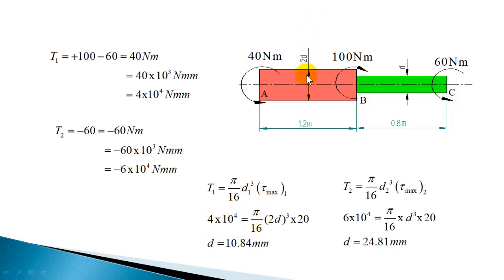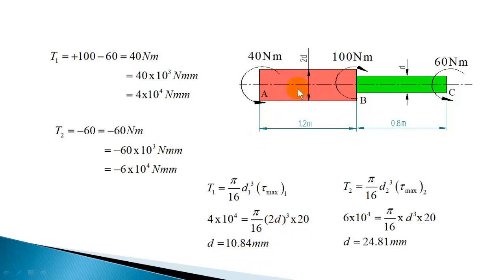D1 is the diameter of the first section, which is 2D. D you should find out, but whatever it is, 2D is the diameter of that portion. So 2D cube into tau max, which should be 20. Once you solve this, you will get D as 10.84 mm.